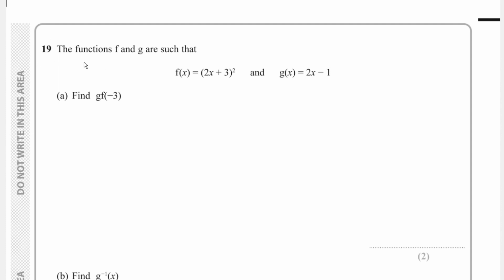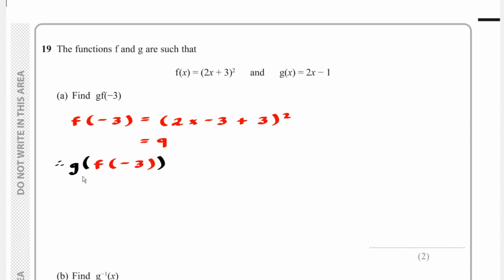Question number 19. The functions f and g are such that f of x equals (2x plus 3) all squared and g of x equals 2x subtract 1. Part A, we have to find g of f of negative 3. So, let's begin by finding f of negative 3. F of negative 3 is equal to (2 multiplied by negative 3 plus 3) all squared, which is 9. So when we come to find g of f of negative 3, that's the same as finding g of 9. So I replace the x with 9, so I've got 2 multiplied by 9 subtract 1, which is 17.